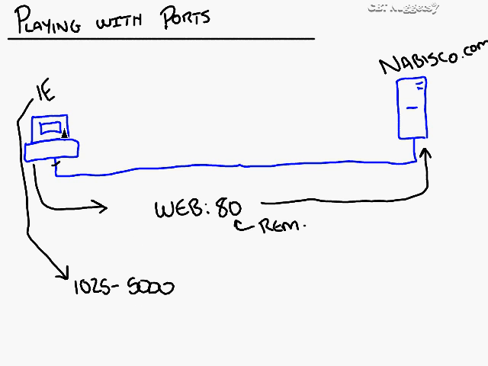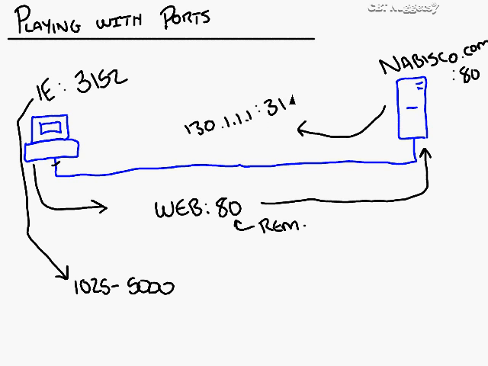Here's the magic that happens. We open this Internet Explorer instance, and it says IE is going to be, oh, we'll just say 3152. They're randomly chosen, dynamically generated. So we go out to Nabisco.com on port 80. So Nabisco.com, you can almost think of it as :80. Now when Nabisco.com sends back to us, they will be communicating with our IP address. We'll say it's 130.1.1.1. Then they will be sending it to, you've got it, port 3152.